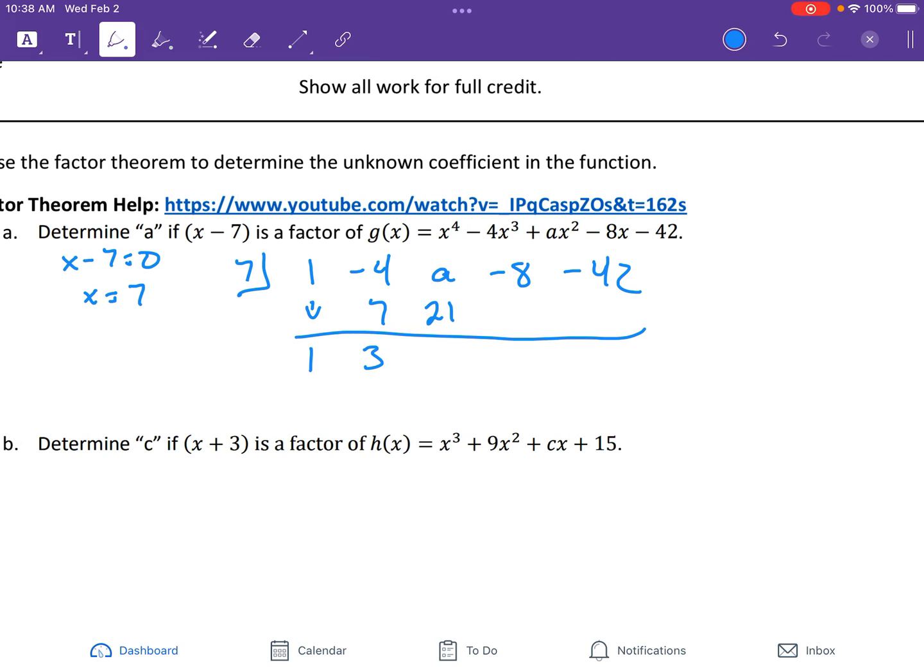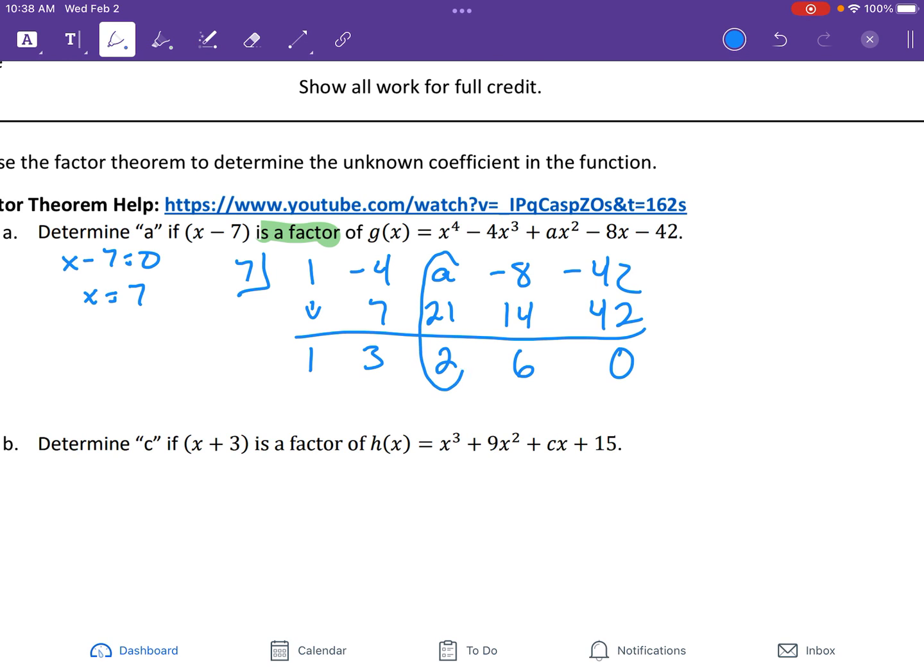And we're going to go to the very end of the problem, and because we are told that this is a factor right here, we're going to put 0 down here because that means there's no remainder, which means to get that, we'd have to have positive 42. To get positive 42, we'd have to multiply 7 by 6 right there. To get 6 from negative 8, we'd have to add 14.